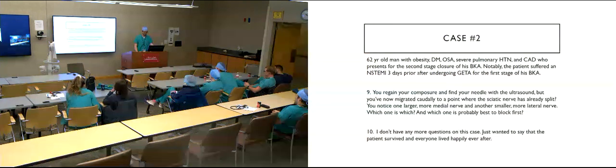You regain your composure and find your needle with the ultrasound. But you've migrated caudally to a point where the sciatic nerve is already split. You notice one larger, more medial nerve, and another smaller, more lateral nerve. Which one is which?